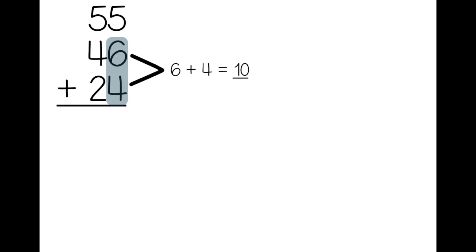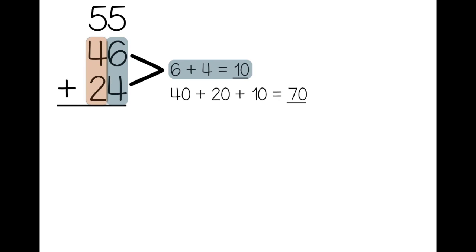And when I look at my tens place, I see a 4 and a 2. And I know that 4 tens is the same as 40, and 2 tens is the same as 20. Then I'm going to add my 10 from the ones place. So I add 40 plus 20 plus 10, and that equals 70.